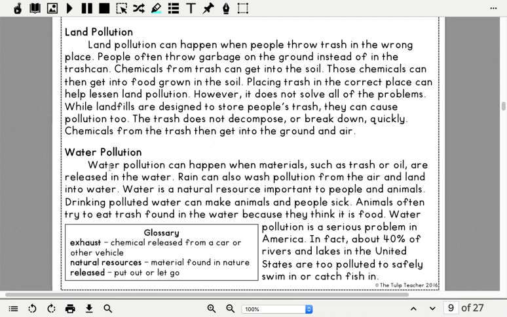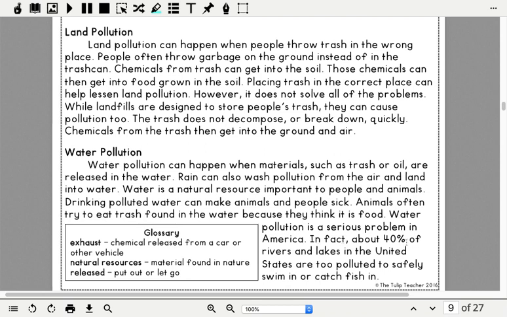Water pollution. Water pollution can happen when materials such as trash or oil are released in the water. Rain can also wash pollution from the air and land into water. Water is a natural resource important to people and animals. Drinking polluted water can make animals and people sick. Animals often try to eat trash found in the water because they think it is food. Water pollution is a serious problem in America.